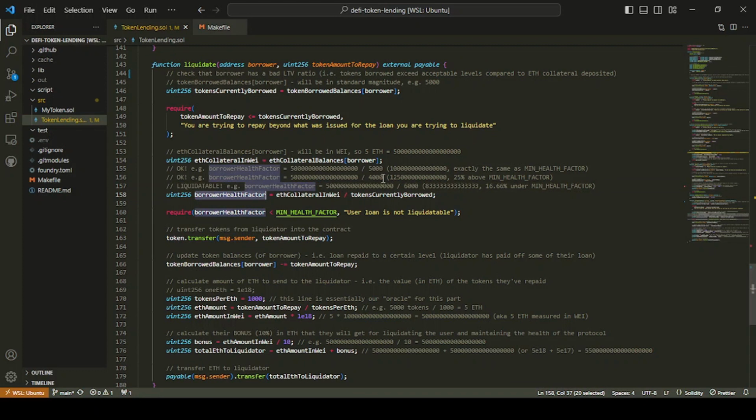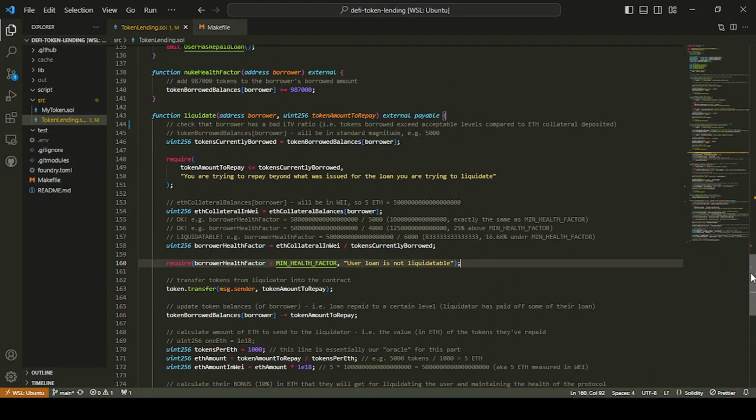It's going to be this. They're going to be 1.25. They're going to have this health factor here when we try to get here, and it's going to say user loan is not liquidatable. Okay, so how do we test, how do we even trigger our liquidate function now that's working?